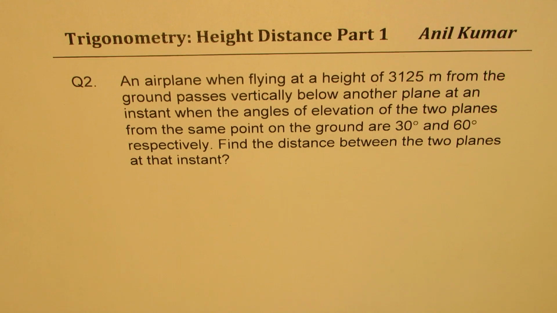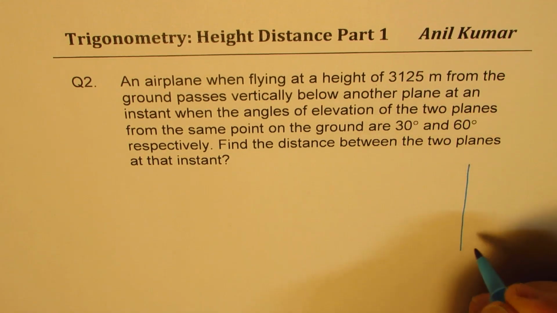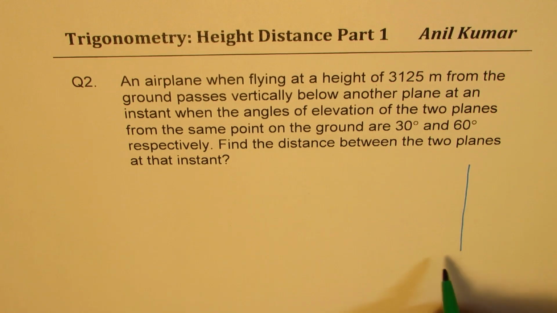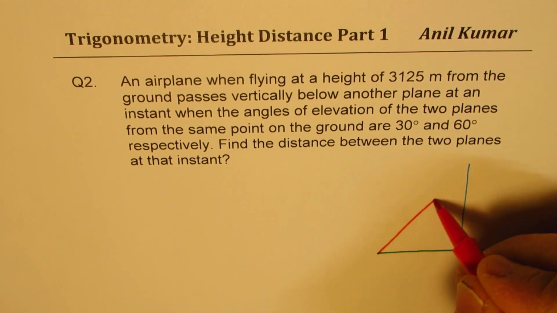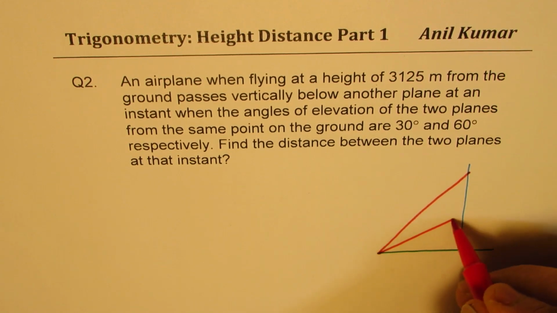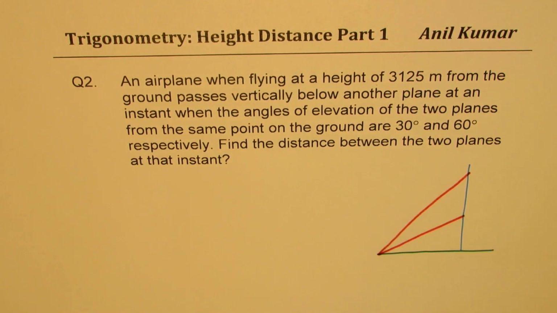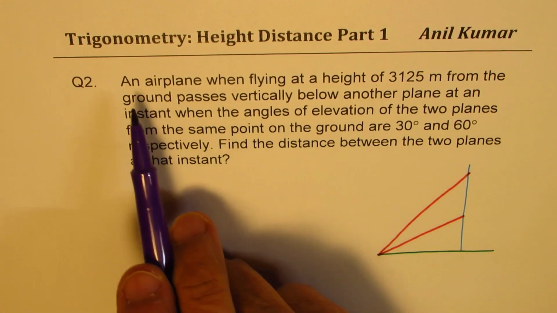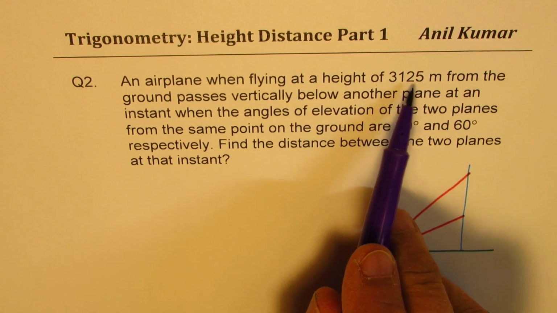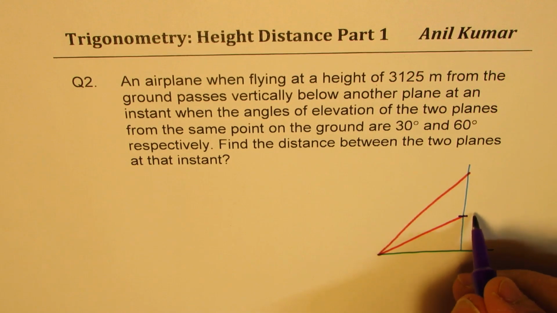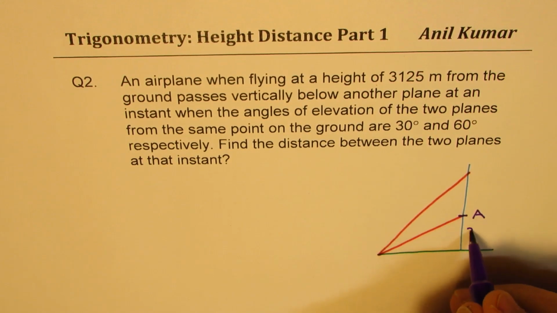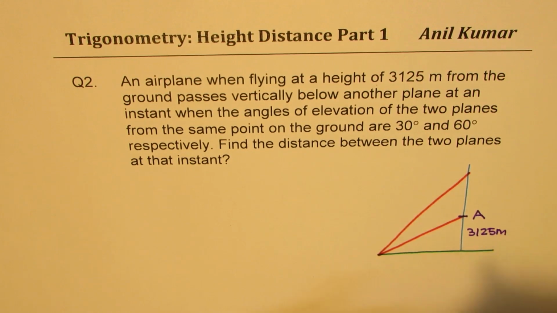Now in this particular case, we are given that there are two planes, right? So let's say this is our ground. Now these two planes are at different height, but one above the other, right? So let's join these points. Correct. So which plane are we talking about? An airplane, when flying at a height of 3125 meters from the ground, passes vertically below. So this plane, we'll call this plane as A, and this particular height is 3125 meters. Is that clear? The other plane is B, which is on the top of it.